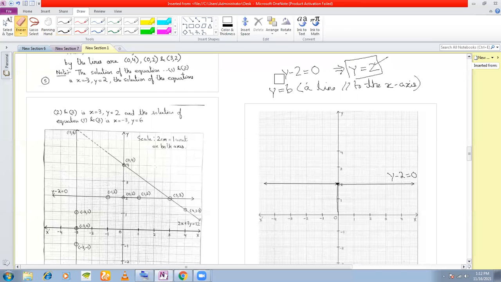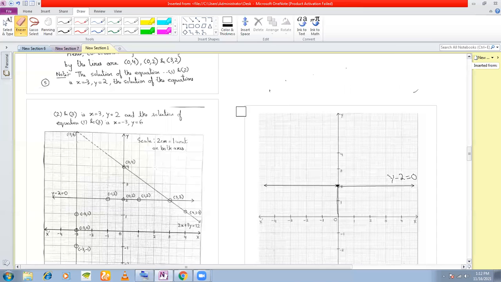Last example. y plus 1 is equal to 0. I want to draw the straight line. How will I draw? Find out the value of y. Now can anyone tell me how to draw this line? Quickly. Anyone? No one can tell me.